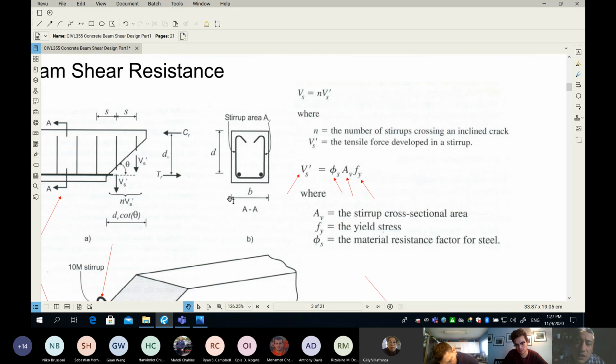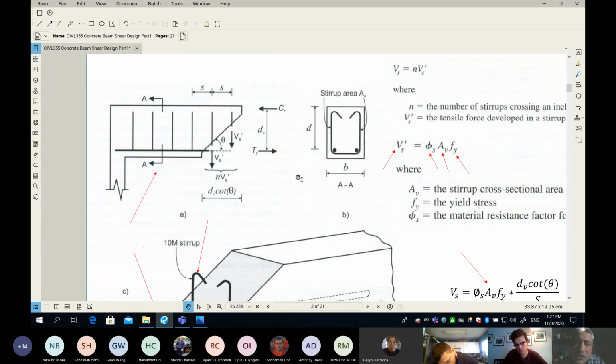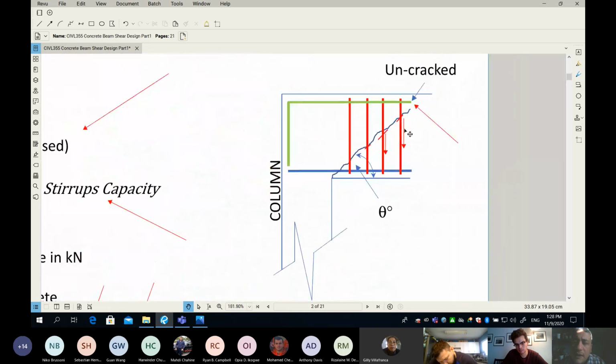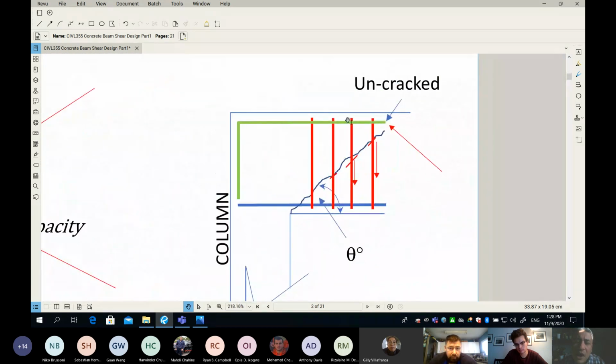But when I fail my stirrup, am I failing one stirrup or many of them? Please look at this picture here. If I want to split this beam, am I trying to fail one stirrup or more than one stirrup? More than one. So the question is, how many?